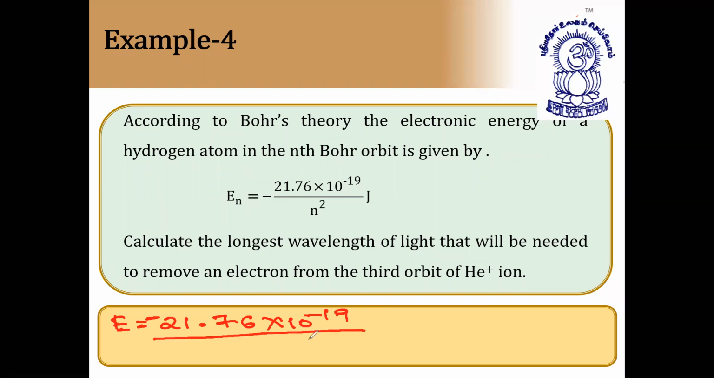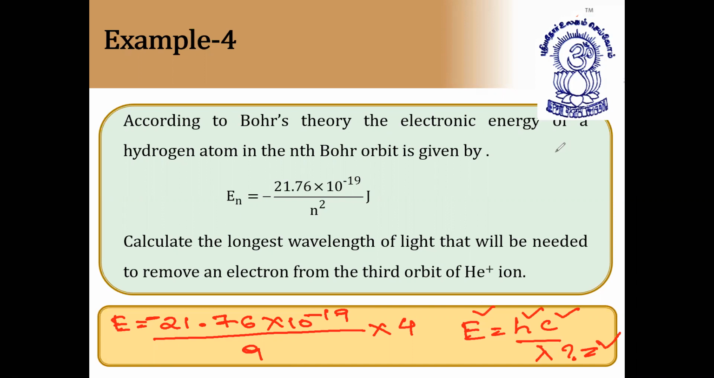Helium ion is in the third orbit, so they have given 3 square, and here Z square means helium is 2, so 2 square, that is 4. From this, you will get the value of energy of the electron in the third orbit of helium ion. And from that, you can find wavelength by using the formula E is equal to h into c by lambda. You know the value of h, you know the value of c, you know the value of energy, and finally you can find the lambda value.